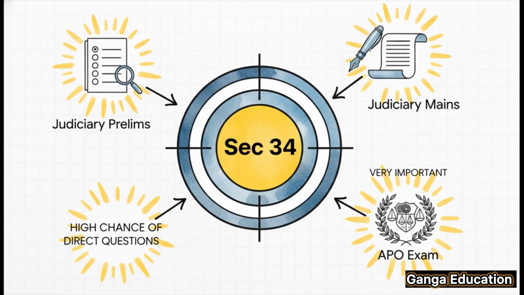Okay, let's get to the most important part for all of you, the exam importance. For both judiciary prelims and mains, this section is a big deal. In prelims, you could get a direct question. In mains, they might ask you to link it with the concept of res judicata. It's also good to remember the similar principle in criminal law, which is double jeopardy. You can't punish a person twice for the same crime. And for the APO exam, yes, there's a very high chance you'll see a direct question on this topic.